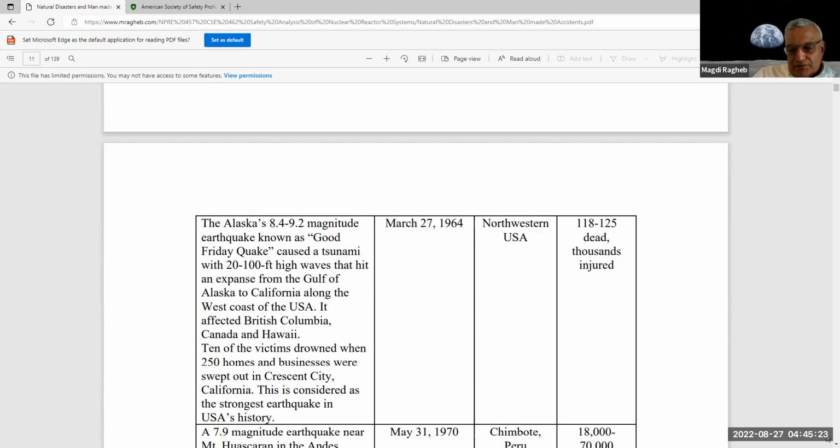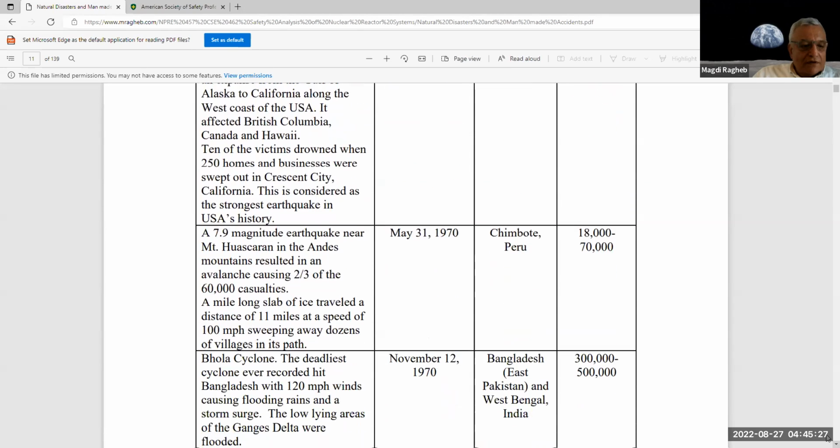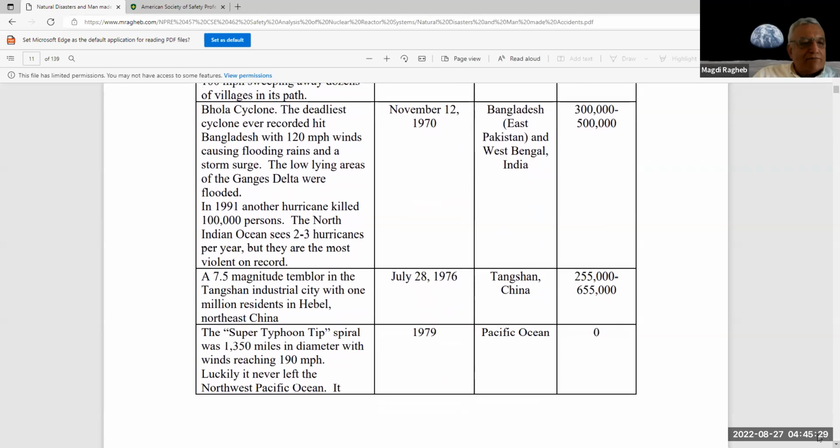118, 125 people died and thousands were injured. And here is now our lifetime in Bangladesh. In 1970, there was a cyclone that caused the deaths of 300,000 to 500,000 people. Tangshan, China in 1976, about 655,000 people perished.